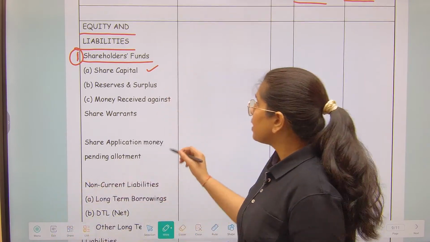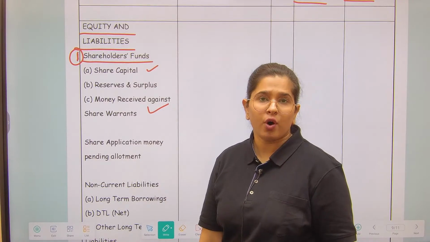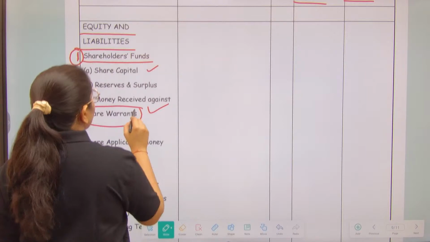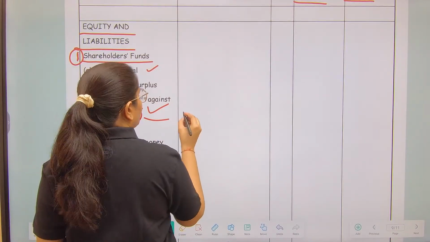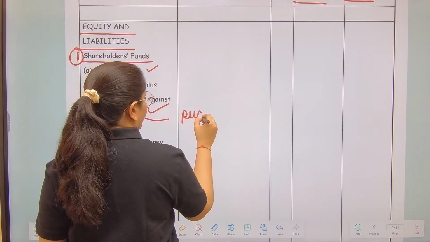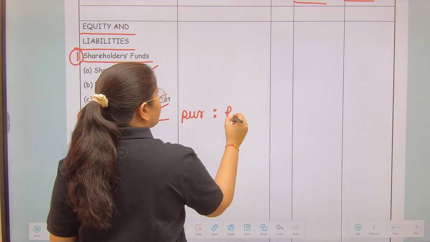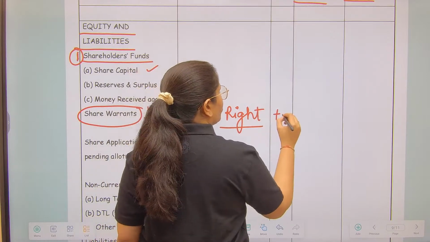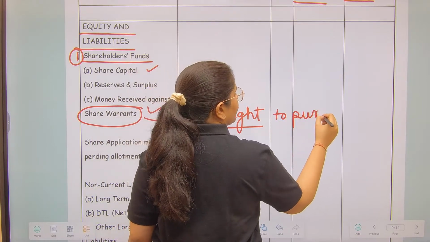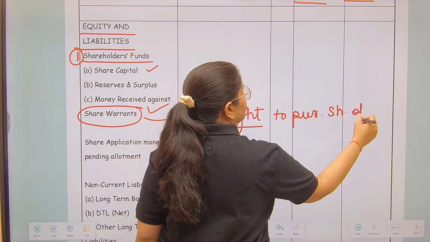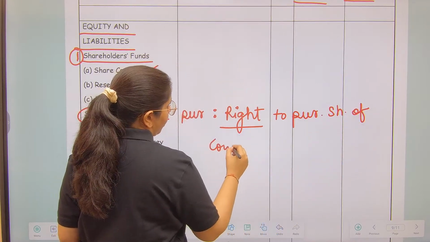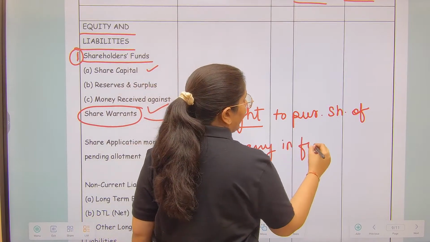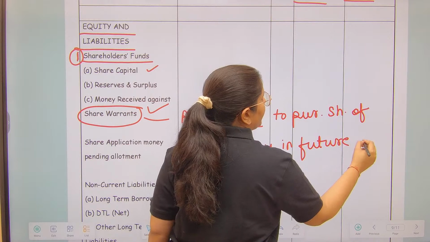Next heading is money received against share warrants. So what happens is companies issue share warrants. What are these share warrants? Anyone who purchases this share warrant gets a right to purchase shares of the company in future at a specific price.